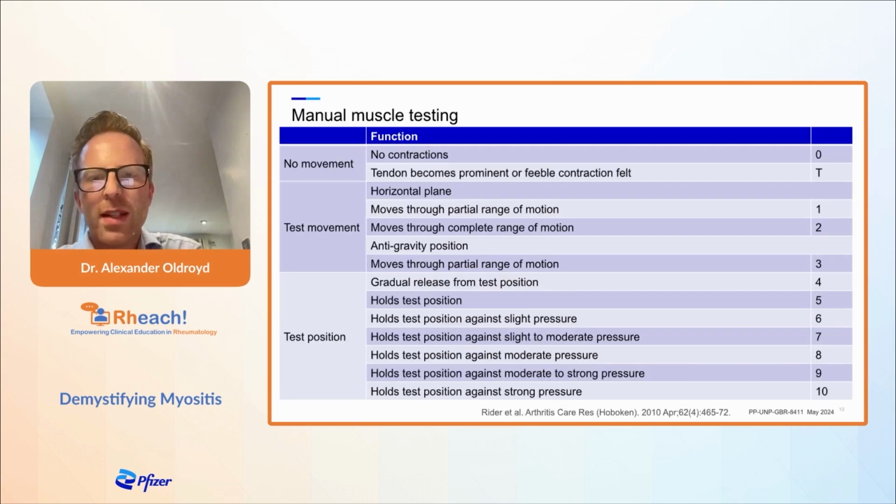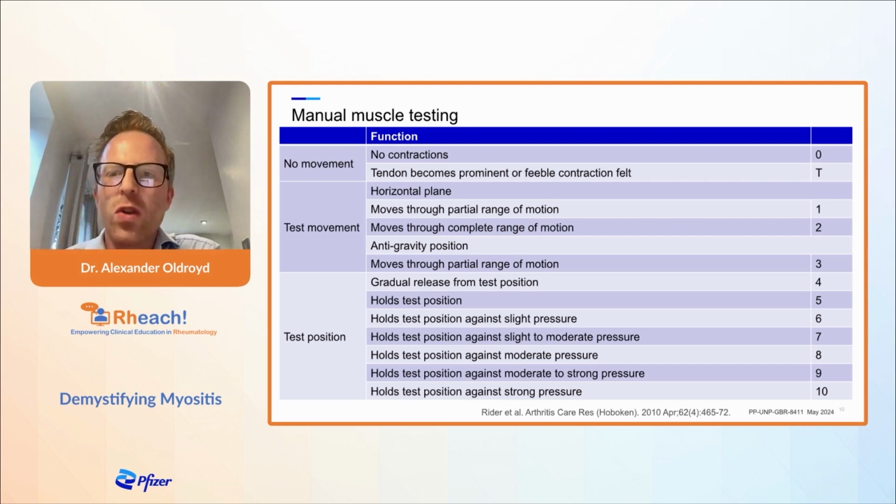So manual muscle testing, we use the 10-point scale. Now, we use isometric testing, so you want a patient to take a position and you want to press against that. You're not asking the patient to move against you. Now, this goes from 0 all the way up to 10. 10 is normal. So 10 is where they hold the test position against strong pressure, all the way down to, for example, 6, where they hold the test position against slight pressure.